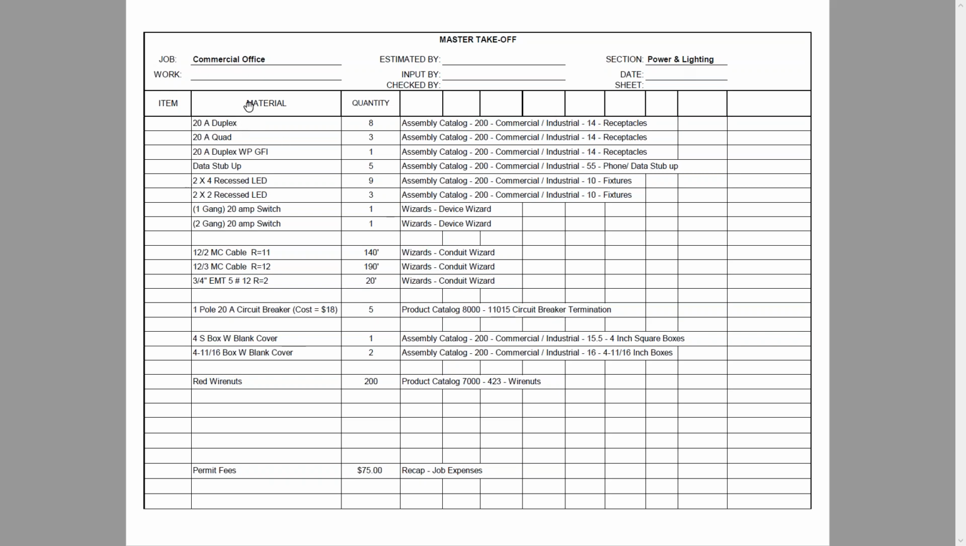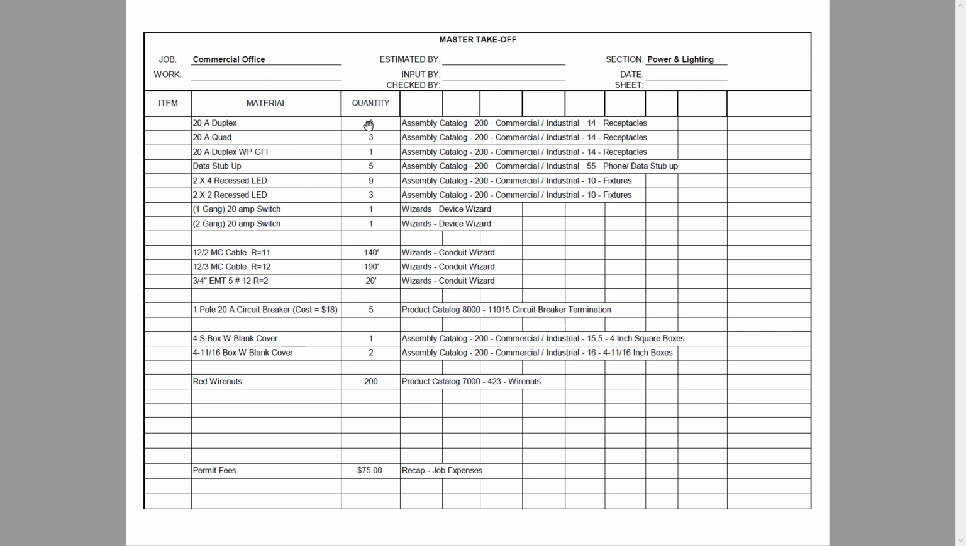Down in the material column here is where we wrote the materials, and the quantities go in the quantity section. Now, when you're doing a material takeoff for real, you won't see this assembly catalog information or any of the information down here. Here's the deal. I built this so that you could know where to find the assembly for these items. As an example, here's a 20 amp duplex, and it shows that there were 8 of them on the drawing.